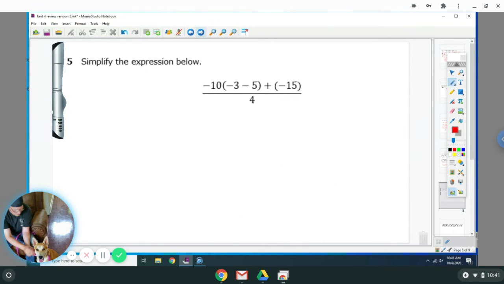All right, number 5, simplify the expression below. So the same idea. We're going to take the top and solve it and then divide it by 4.